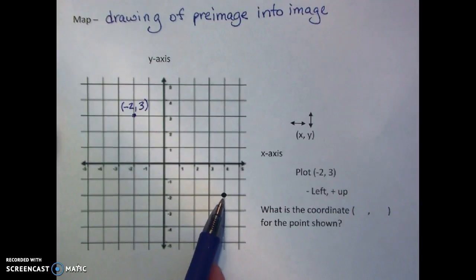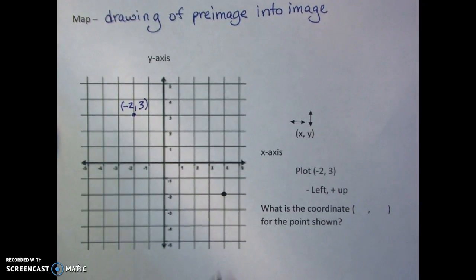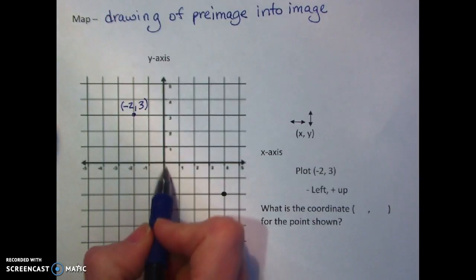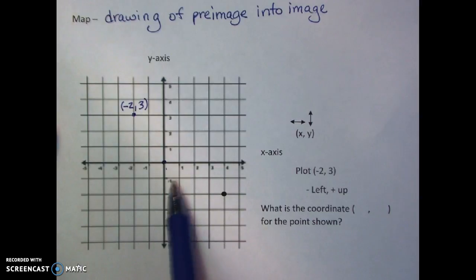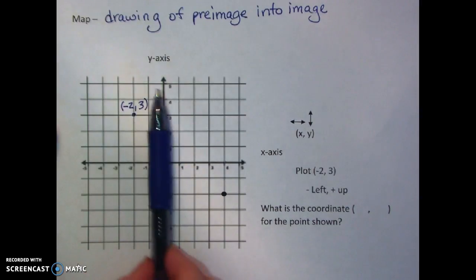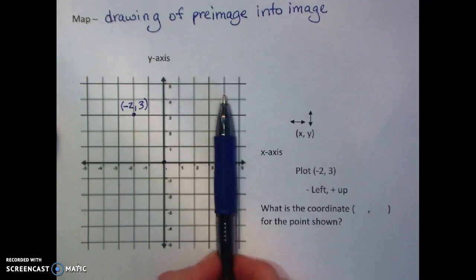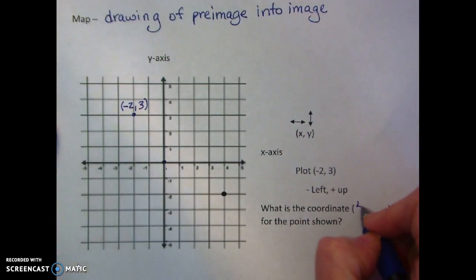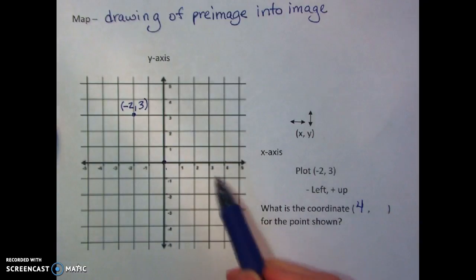Now, we already have a coordinate here listed. We want to know what the coordinate is for that point shown. So what is the coordinate for this point here? Well, from the center, which is called the origin, we need to go right 4 spaces to line it up. So over 4 spaces here, and we're going to the right, so that's a +4. And then we need to go down 2 spaces.